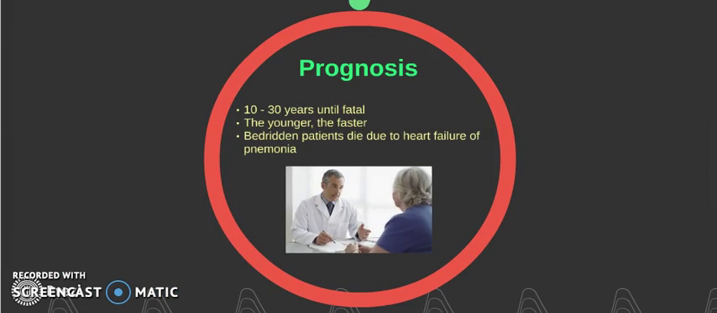The prognosis of HD is that after diagnosis, the patient may live from 10 to 30 years more until the symptoms start to become fatal. Many of them, after 20 years, become bedridden and die of heart failure and pneumonia. Scientists have also noticed that the younger a person is when diagnosed, the shorter the average life expectancy.